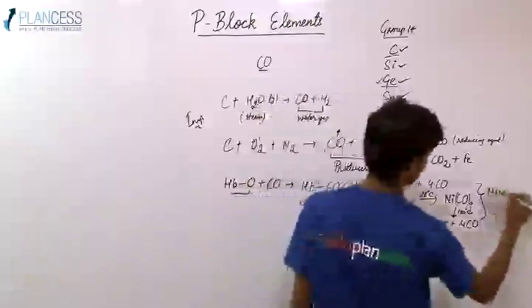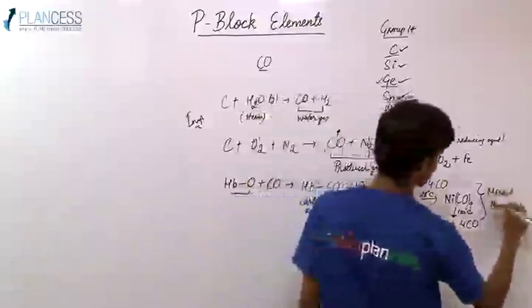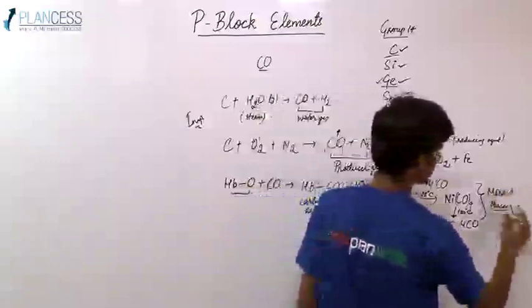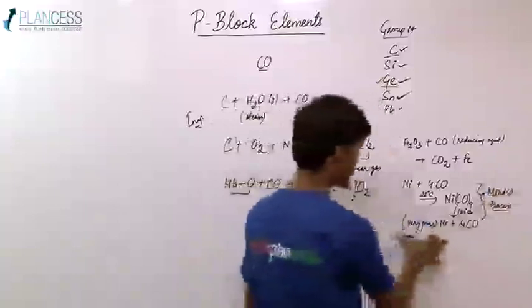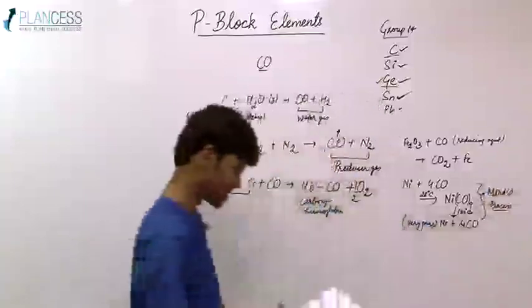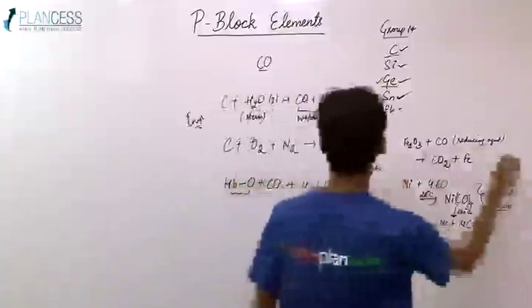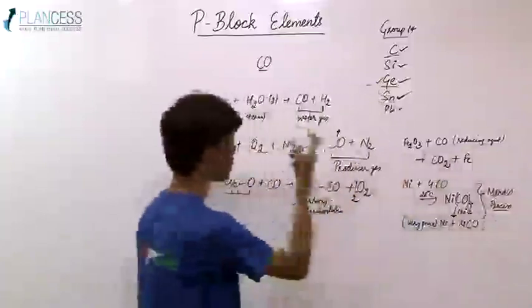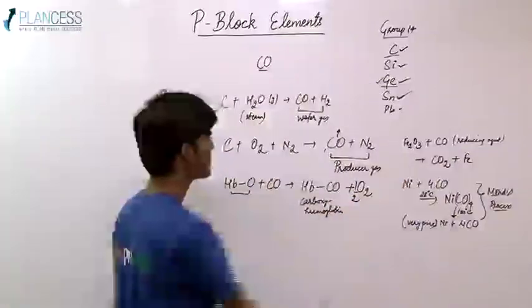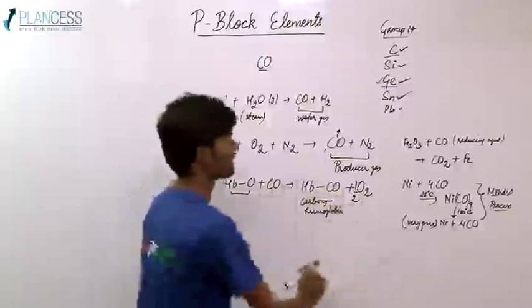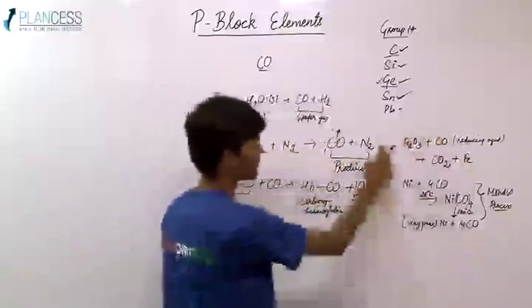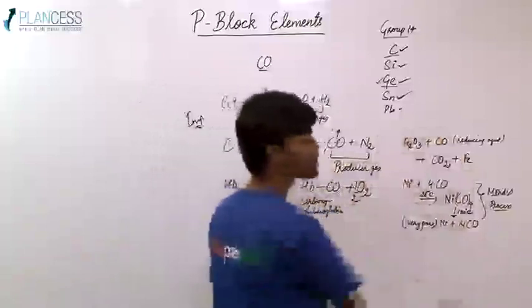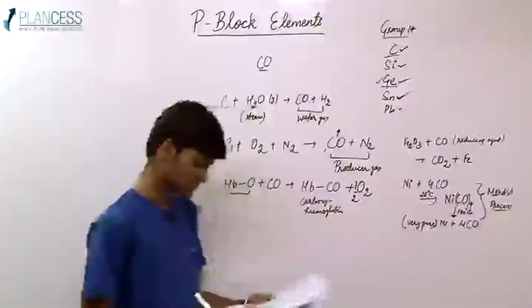Mond's process, you will learn further about it in extractive metallurgy. Very pure nickel is produced by this reaction. So it acts as a powerful reducing agent. Some of the properties: it is toxic in nature, it is neutral, and it acts as a powerful reducing agent, and it can be used for extraction of some metals, and it is also used in Mond's process.